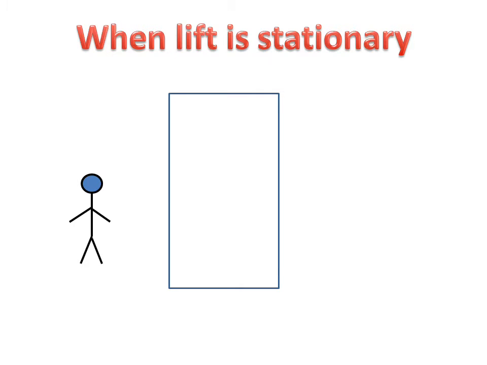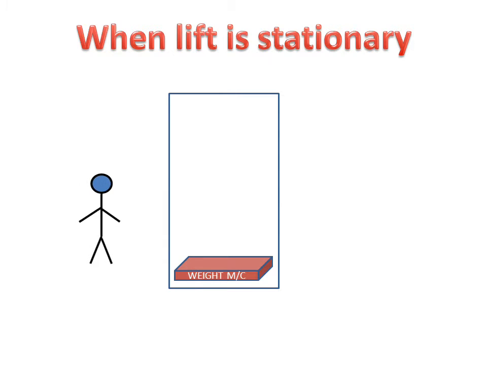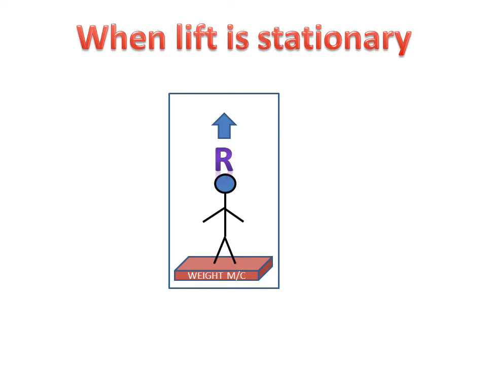We have a lift in which we have a weighing machine for taking the weight of the man, and when the man comes onto the machine, what will happen? We have a normal reaction R which acts in the upward direction for balancing the man, and in the downward direction the mass of the man and gravity, mg, act. So R and mg are the forces in the upward and downward direction when the lift is stationary.